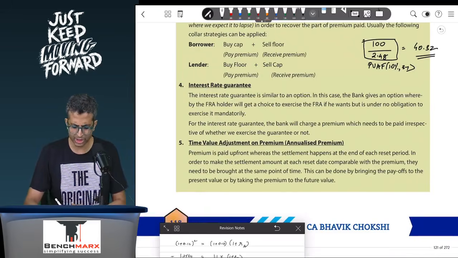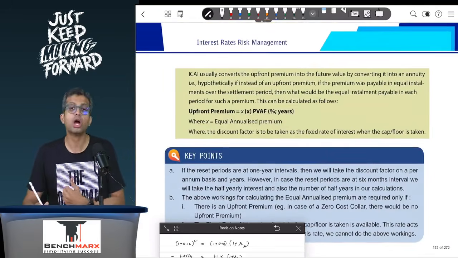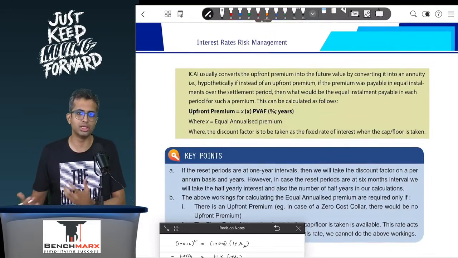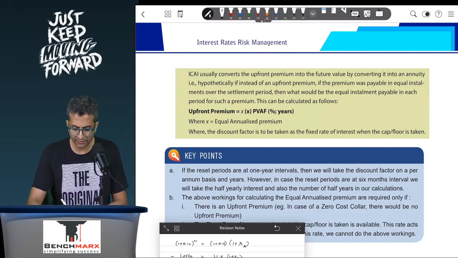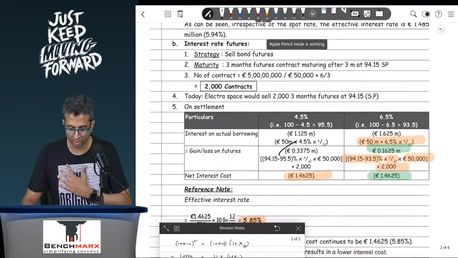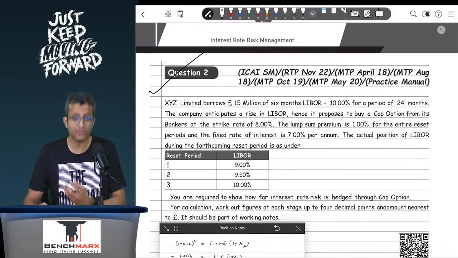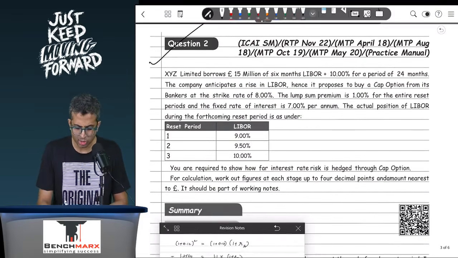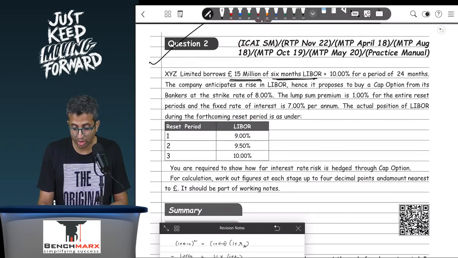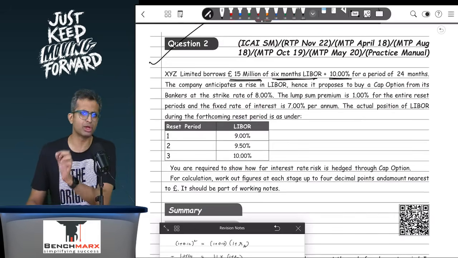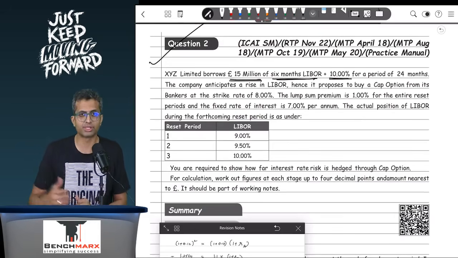So time value adjustment for finding the annualized premium should ideally be done in the other cases. If I try to do a particular problem on this, the second question, again this is a slightly interesting one. If you read this question, XYZ borrows 15 million at 6-month LIBOR plus 10%. Remember, the rate of interest unless otherwise given is always a percentage per annum number.